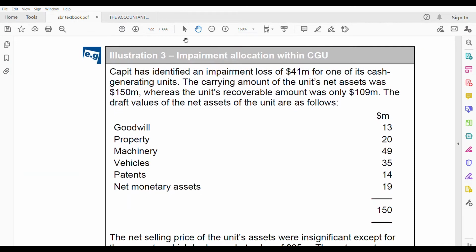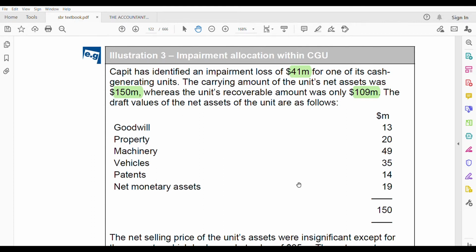Impairment allocation within CGU. Capit has identified an impairment loss of 45 million. For one of its cash generating units, the carrying amount of the unit's net assets was 150 million, whereas the unit's recoverable amount is 109. So there's an impairment, right? Because the recoverable amount is less than the carrying amount, and the difference is 41.